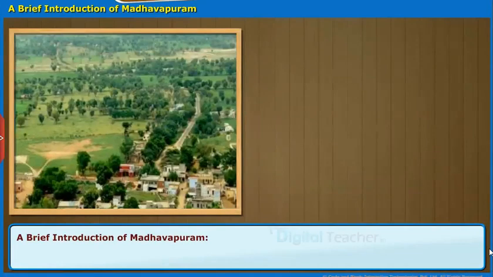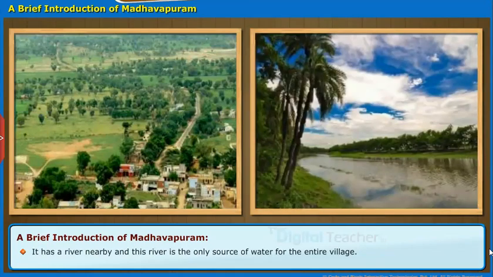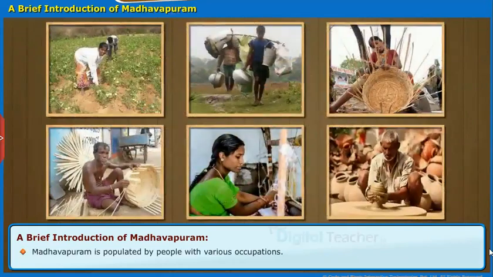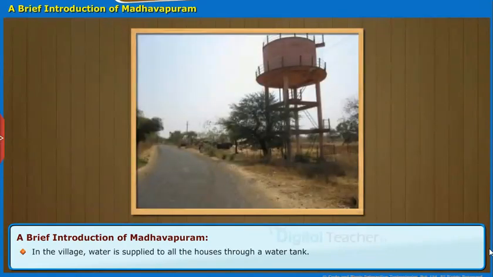We will first look at a brief introduction of the village. Madhavpuram is a beautiful village bordered by many small hills. It has a river nearby, and this river is the only source of water for the entire village. Madhavpuram is populated by people with various occupations. In the village, water is supplied to all the houses through a water tank.